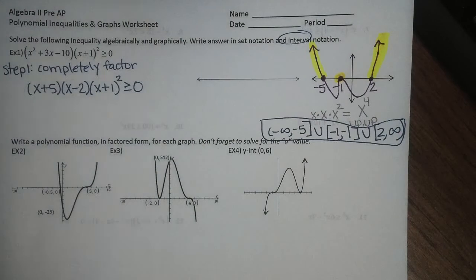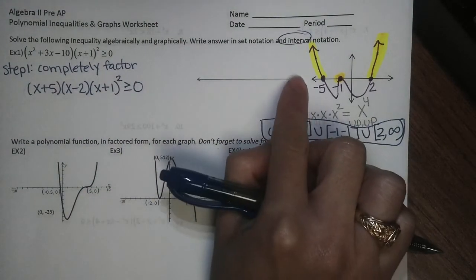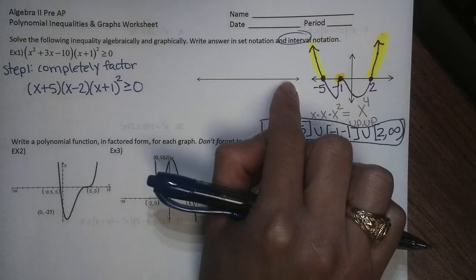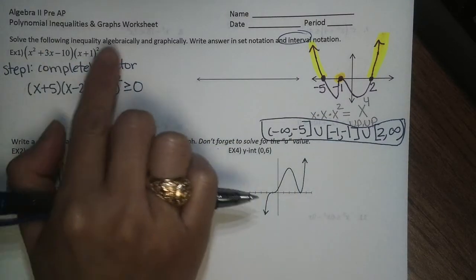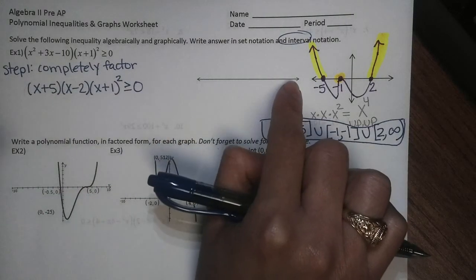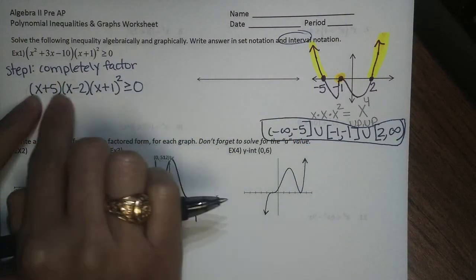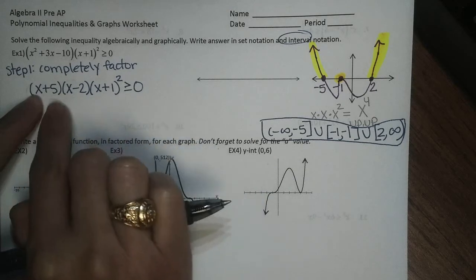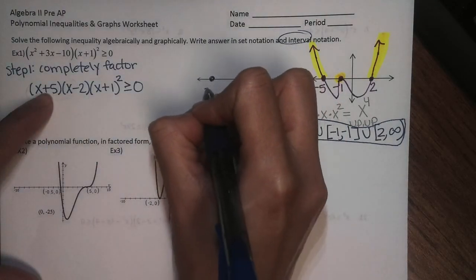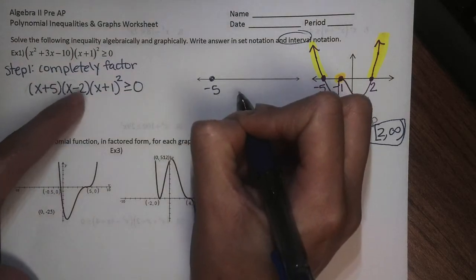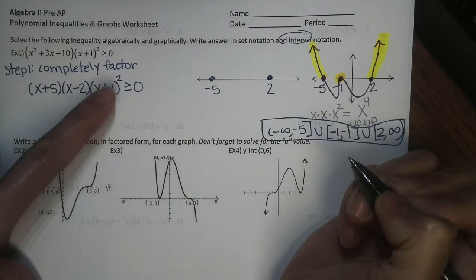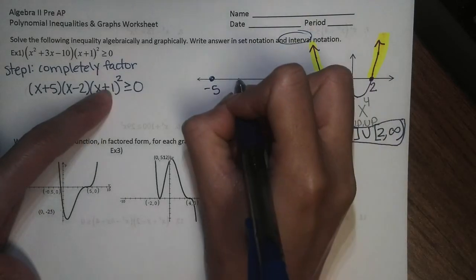So here goes. This is a number line. If you want to solve the inequality using the number line, you first have to completely factor, which we already did. Next, on the number line, you're going to put the roots of your polynomial. So you're still going to graph a -5, +2, and a -1.